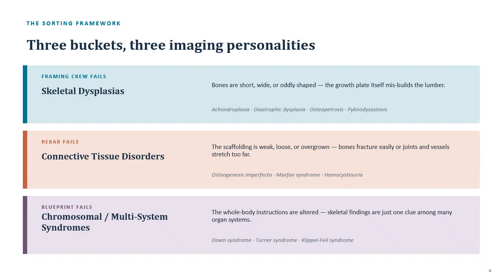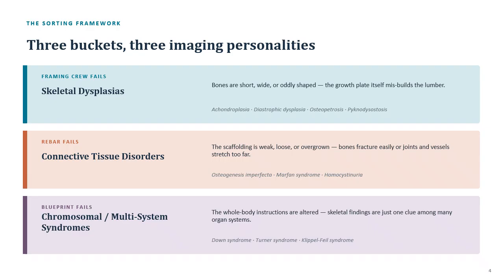All right, the third group that we're going to look at in this chapter includes chromosomal or multi-system syndromes, which we're going to call blueprint failures because the underlying genetic instructions affect the whole body. The skeletal findings are going to be only one part of that clinical picture. Down syndrome and Turner syndrome are examples of this particular category.